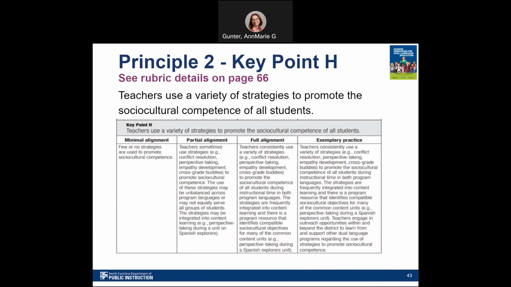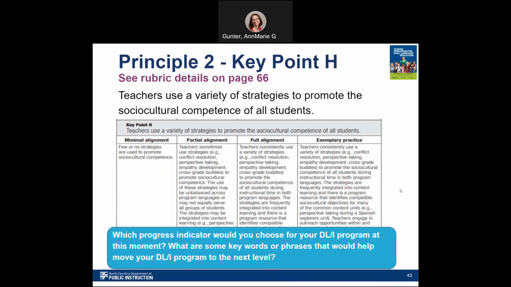Key point H for Principle 2 is teachers use a variety of strategies to promote the sociocultural competence of all students. So here we make a bit of a shift. We're looking at that sociocultural competence, which is critical to supporting bilingualism and biliteracy. Take a moment to read through the progress indicators for this key point, and then choose which one represents your DLI program at this moment, and then what are some keywords or phrases that would help move your DLI program to the next level on this key point.